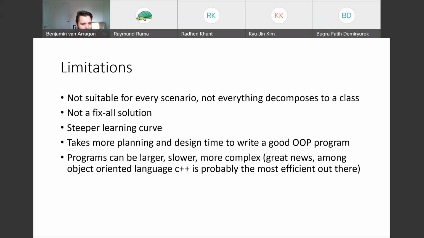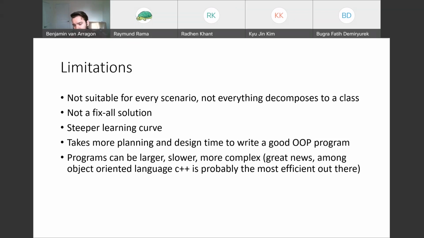Another limitation is that not everything can easily decompose into a class structure. And it's not a fix-all solution. There's a steep learning curve to it. It takes lots of planning time and design to write a good object-oriented program. And sometimes they can be larger and slower and more complex. The good news for us is that C++ is probably the most efficient language out there.